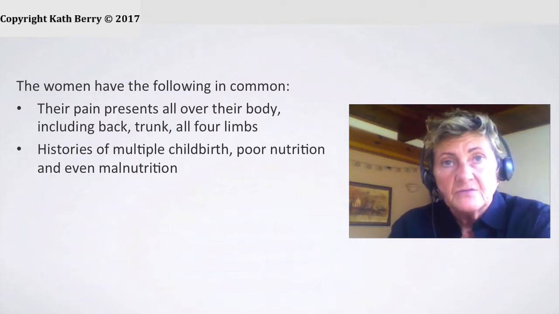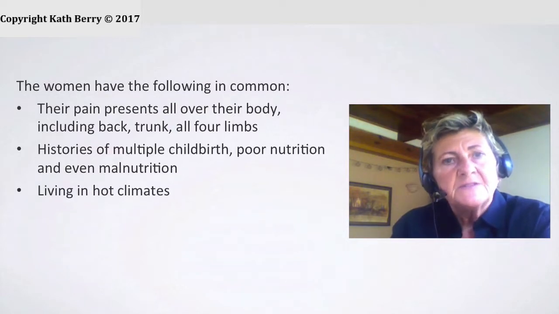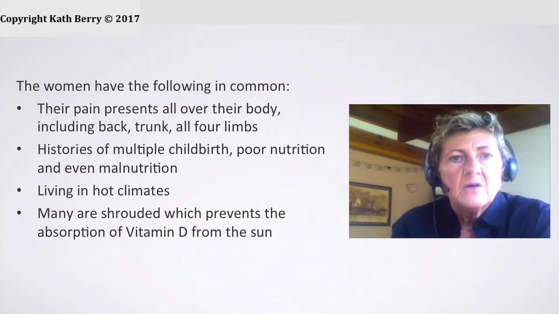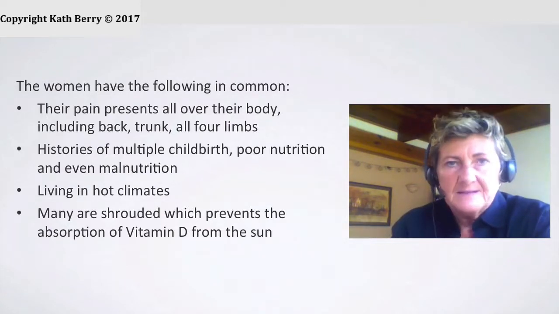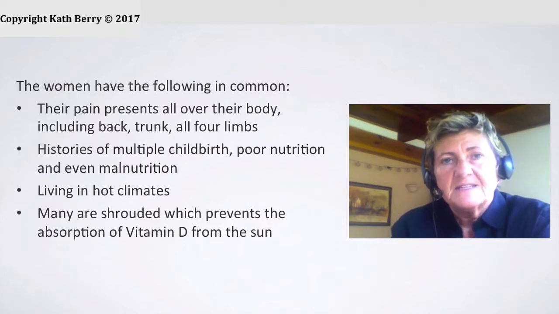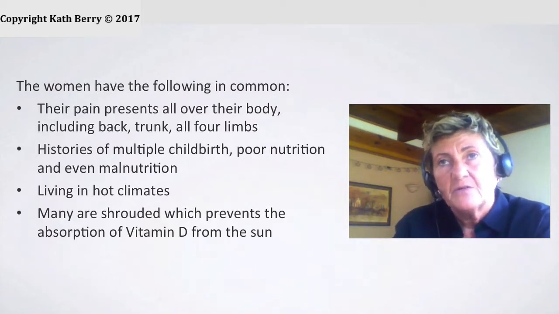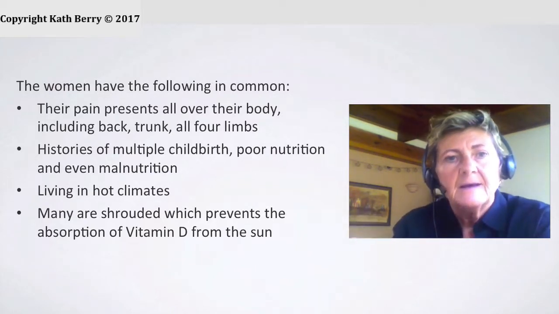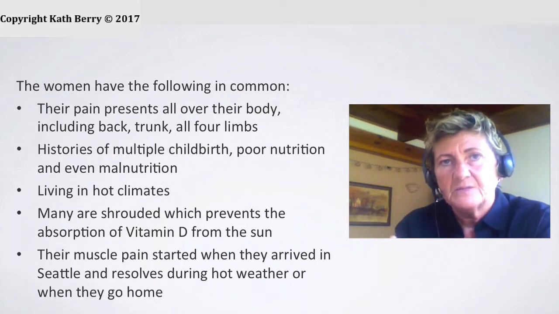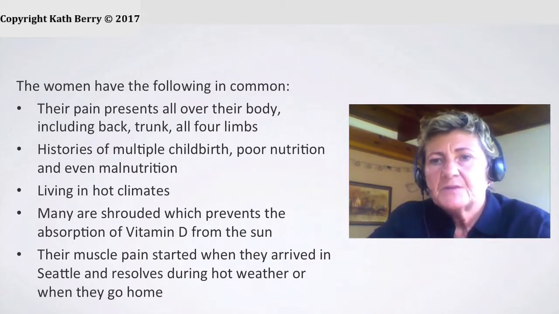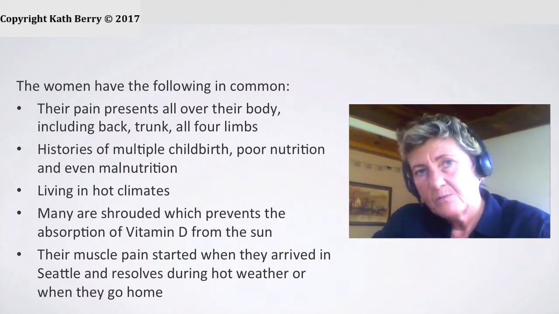They all have a history of really poor nutrition, or in some cases malnutrition. They've all been living in hot climates, and most of them are shrouded, which in their own country prevents absorption of vitamin D. But when they come to the US, and especially to the Pacific Northwest, where there's very low vitamin D and not a lot of sunlight, they usually arrive very depleted. They have a major vitamin D deficiency. One of the most common things is that their muscle pain begins when they arrive in Seattle, but whenever they go back home, it resolves.